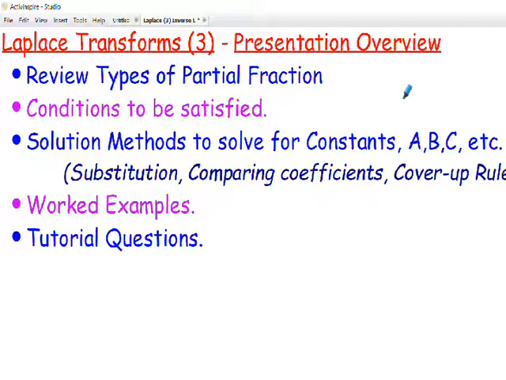in the partial fractions. There are three methods used: substitution, comparing coefficients and the cover-up rule. And there'll be worked examples and there'll be tutorial questions. It should be said that this presentation does assume you have some understanding of the use of partial fractions.